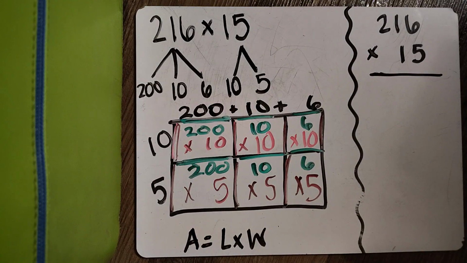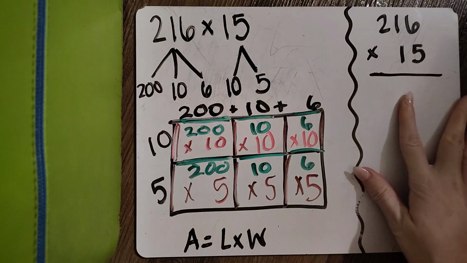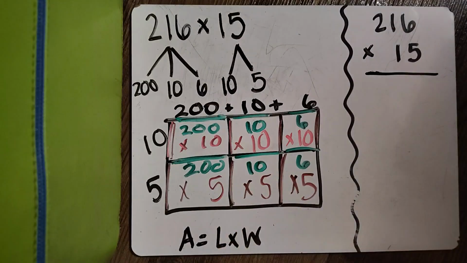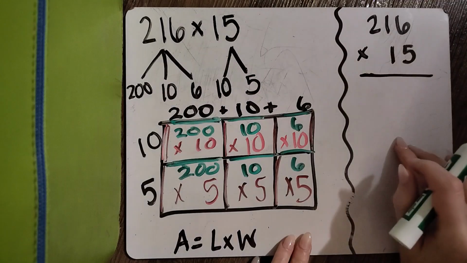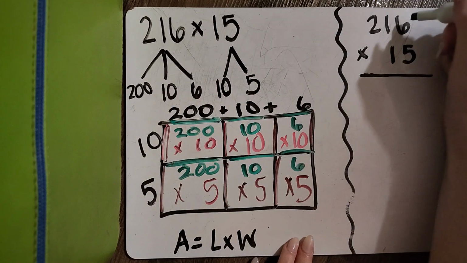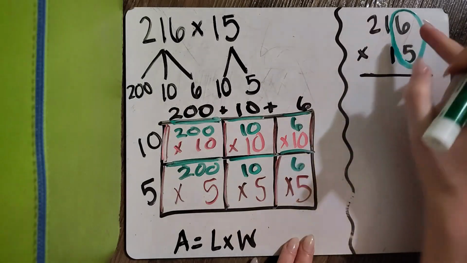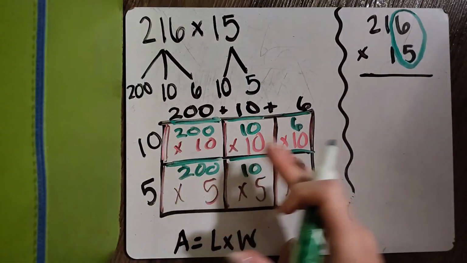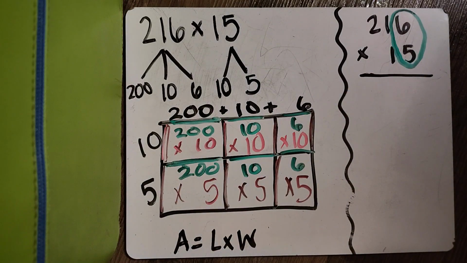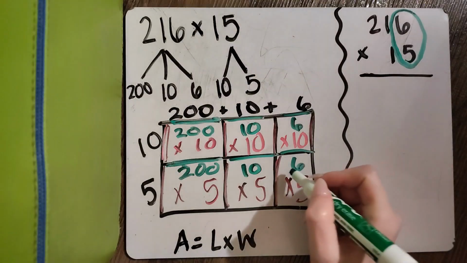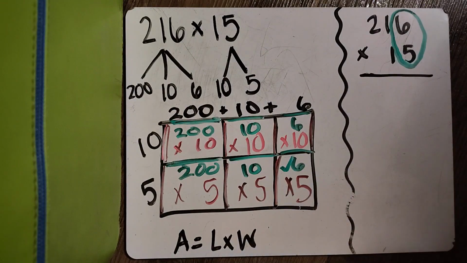And this is where we can connect our standard algorithm with the area model. Right? Let's get started. We always start with our ones place with the standard algorithm. We do 5 times 6. Do you see 5 times 6 in our area model? It's right here. 5 times 6. So first we're going to do our 5 times 6, which is 30.